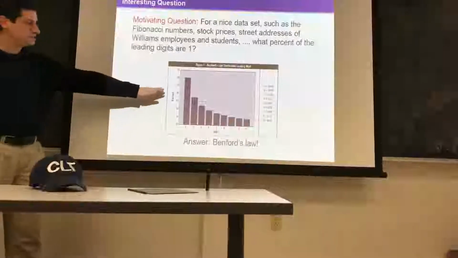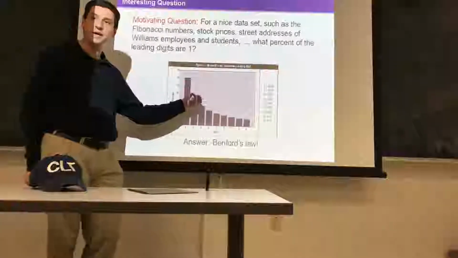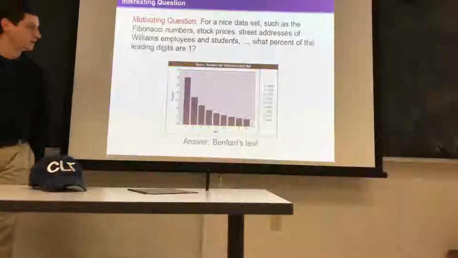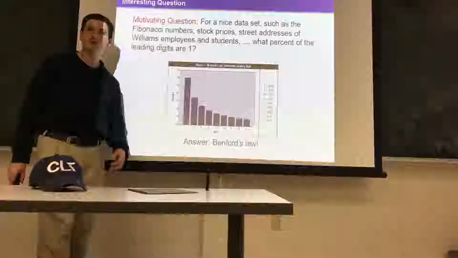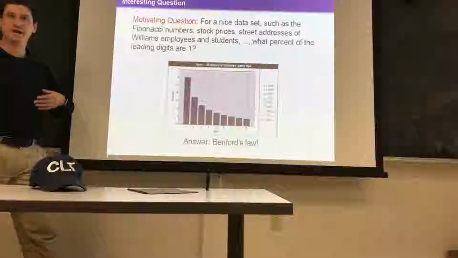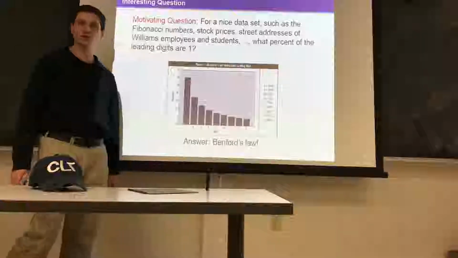It turns out in many situations, about 30% of the time, you will have a first digit of 1. And only about 4.6% of the time will you have a first digit of 9. So this is called Benford's Law. It applies not just to the first digits, but first 2 digits, or in fact to the first however many digits you want to look at.